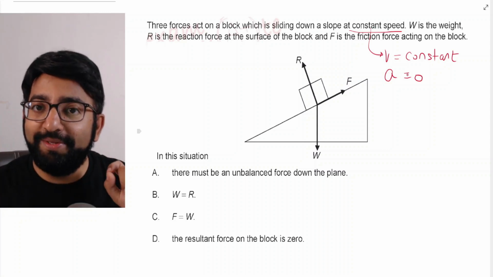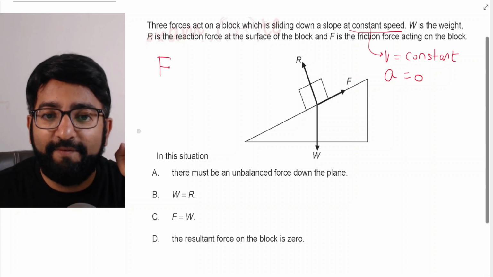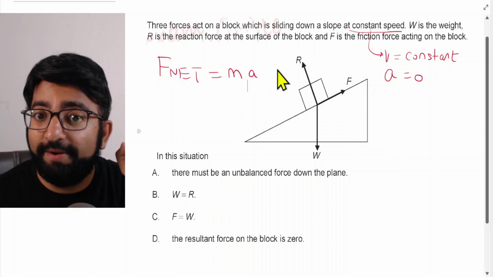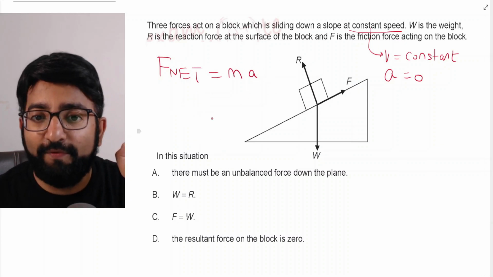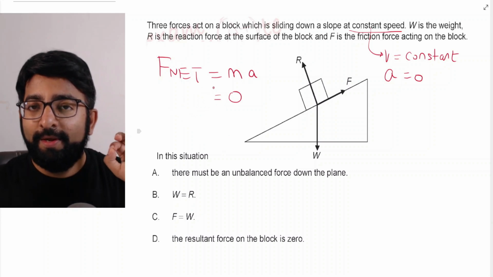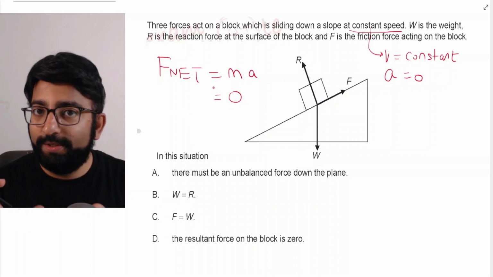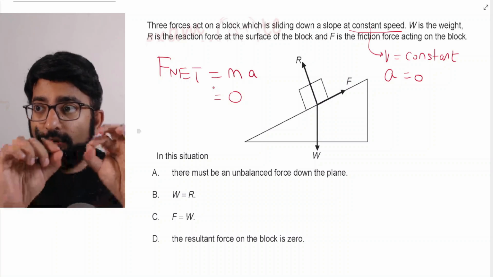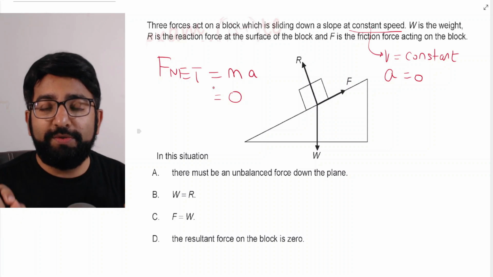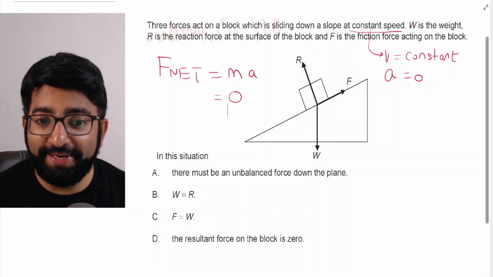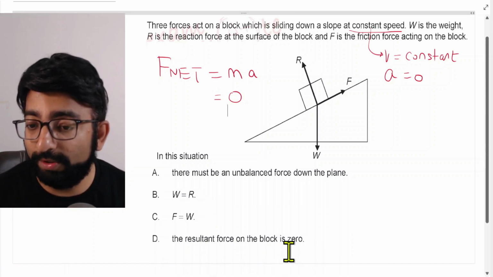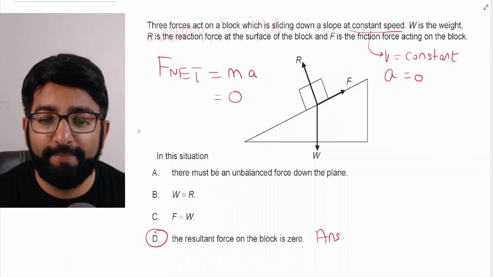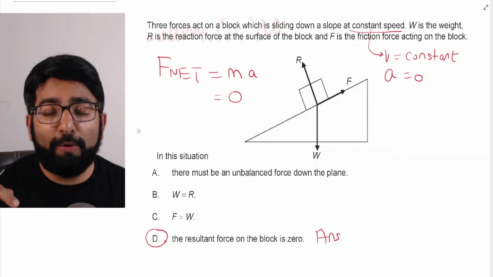Now we go to Newton's second law, which states that F net is equal to m into a. So if the value of acceleration is zero, the value of net force will also be equal to zero. So this means whatever forces are acting on the block, the net force of all the combined forces should be equal to zero, which is only mentioned in option D, which states that the resultant force on the block is zero. Hence, we can say the answer is actually D. But in any case, let's see how the other options are incorrect.